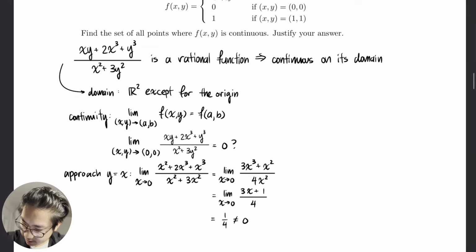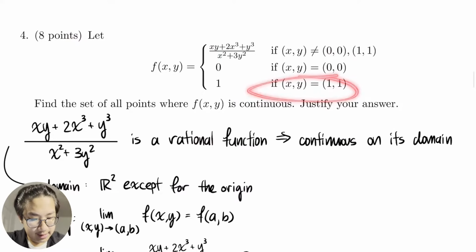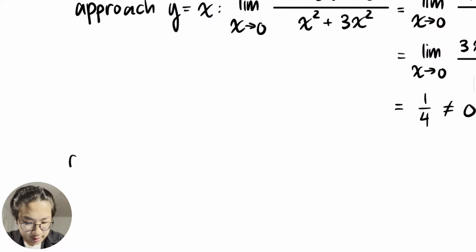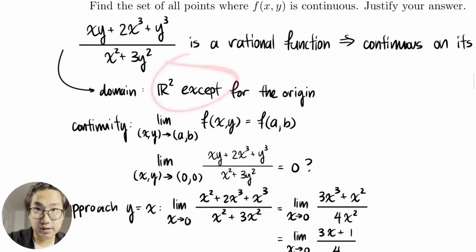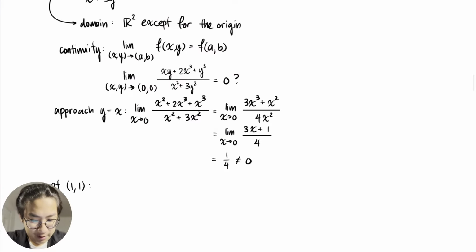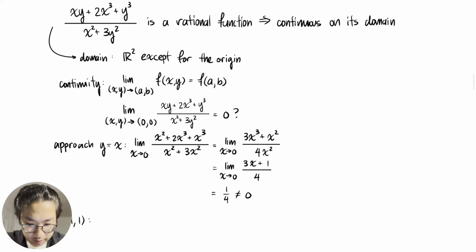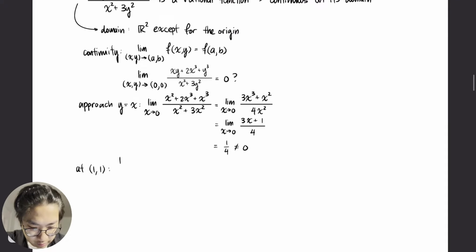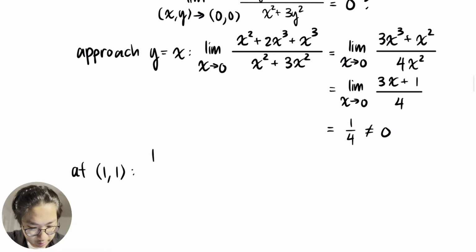And I believe 1, 1 is in this domain, and we can quickly check that. You definitely don't need to do this because 1, 1 is in all of R2 except for the origin. But if you want to just make sure, we can plug 1, 1 in. So we have 1 times 1 plus 2 times 1 cubed, so plus 2, plus 1.